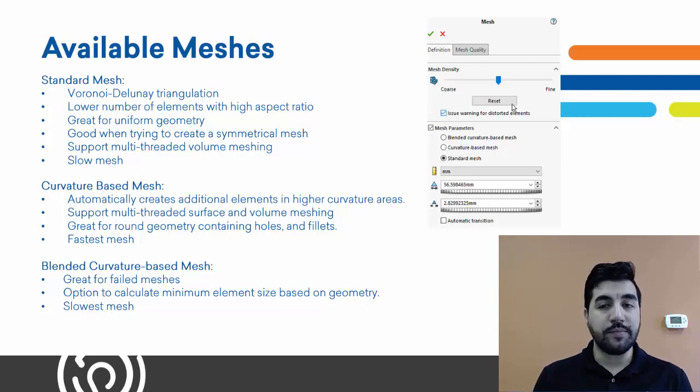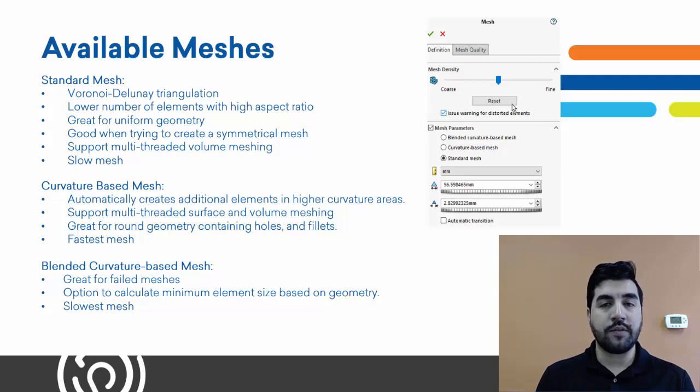Then we have the curvature-based mesh, and by default, this is the one that comes selected in SOLIDWORKS 2021. It automatically creates additional elements in higher curvature areas. It is the fastest mesh, and it's great whenever you're dealing with some complex geometry.